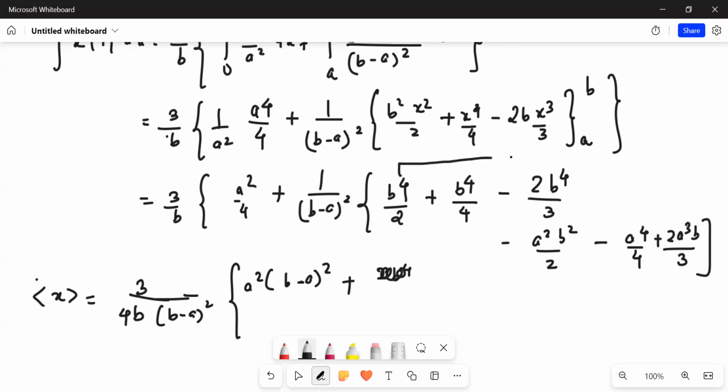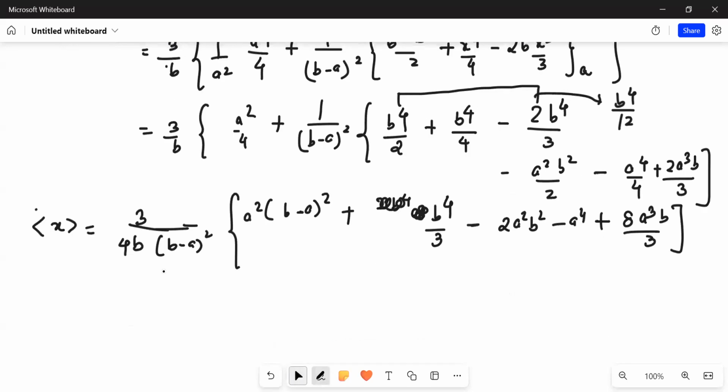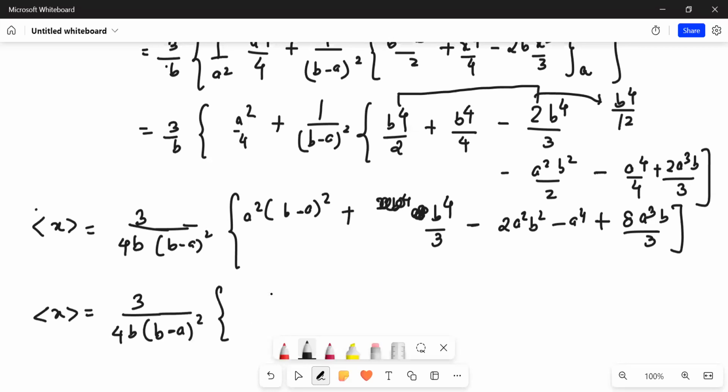This particular thing is b to the power 4 upon 12. And if 4 comes there, so you'll get b to the power 4 upon 3, and then minus of 4 will come here, so this will be like minus 2a square b square. 4 will come here, so minus a to the power 4. 4 will come here, so this will be plus 8 a cube b upon 3. Is that fine till now? I think this is quite easy. So expectation value of x would be 3 upon 4b, b minus a whole square. From here you get a square b square plus a to the power 4 minus 2 a cube b plus b power 4 upon 3.